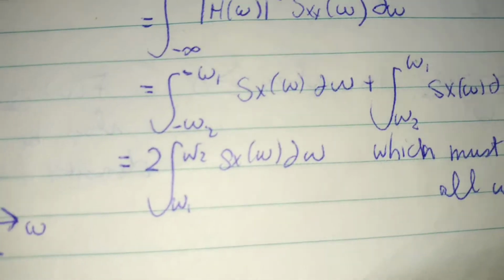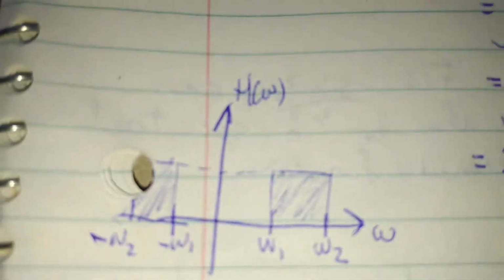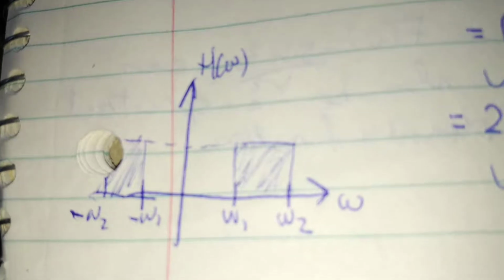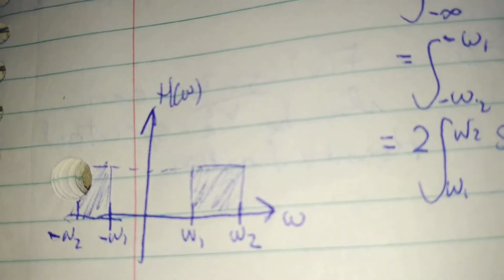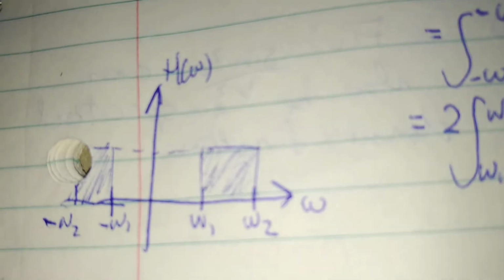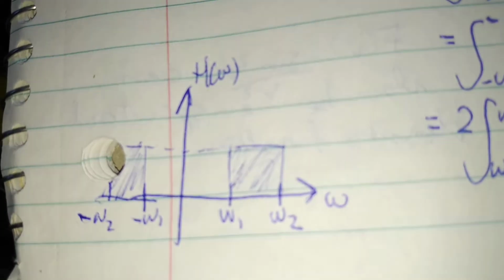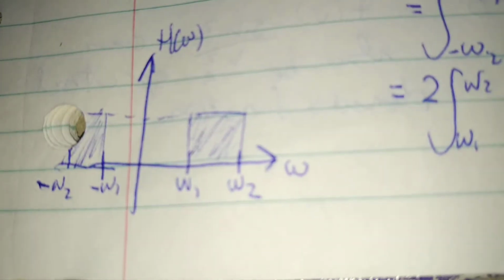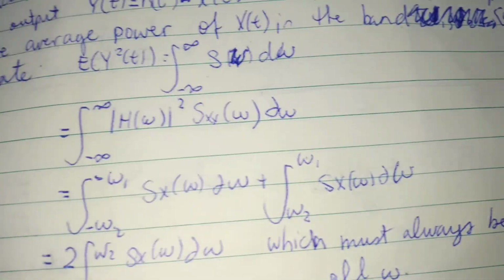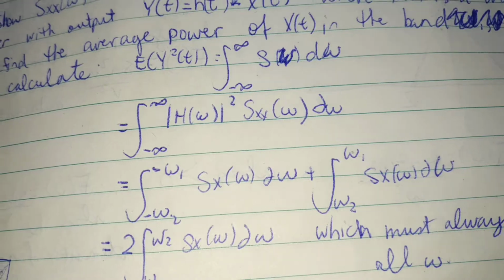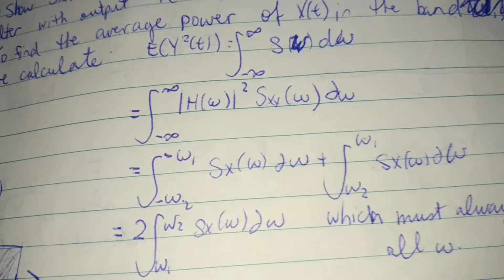Another way to prove this is if we draw it out, we can see that the area of the portion of the filter that we're talking about, the band interval, must always be positive. And so that proves that the spectral density is both even and non-negative.